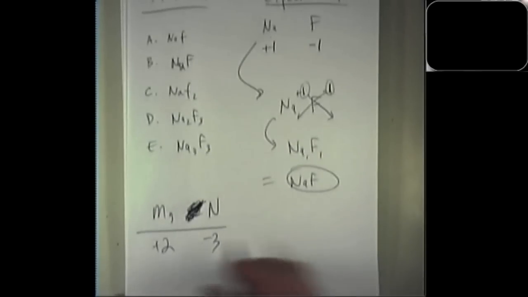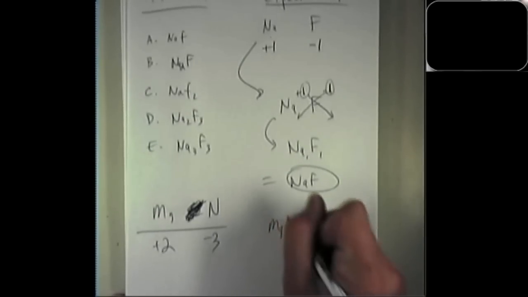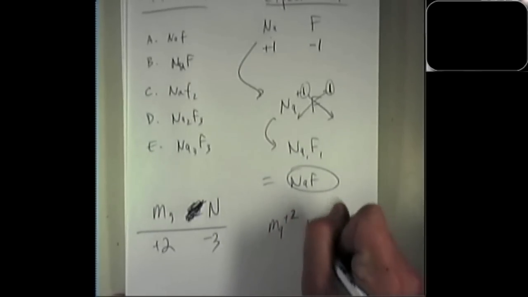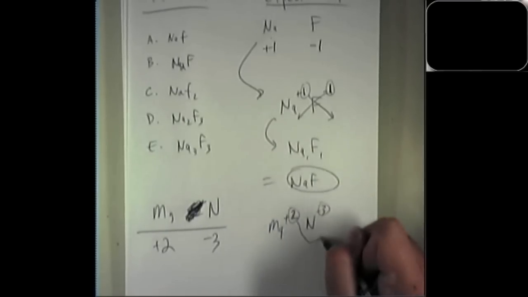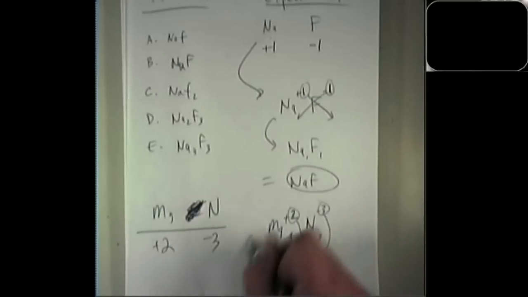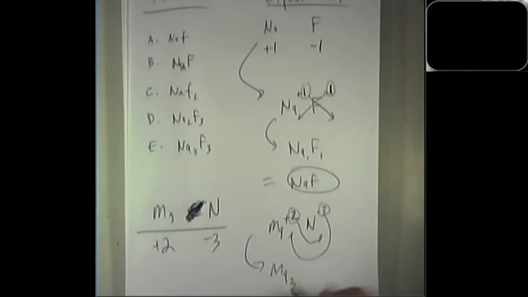So what I can do is I can write down Mg plus 2 and nitrogen minus 3. In order to predict the empirical formulas, I just take a 2 and put it there, and I take a 3 and put it there. And I get magnesium 3, nitrogen 2.